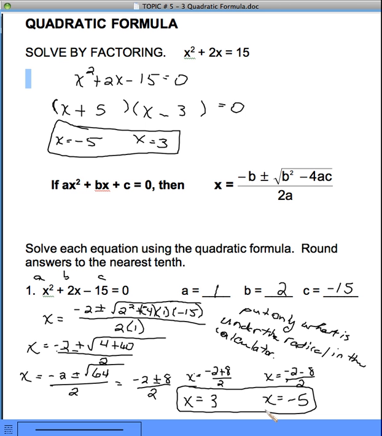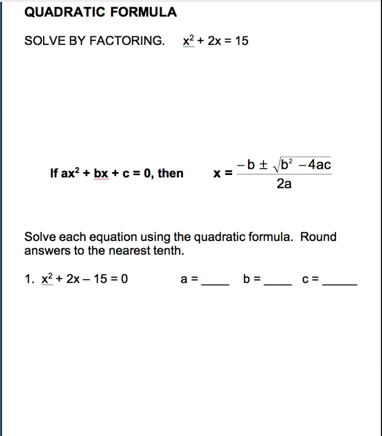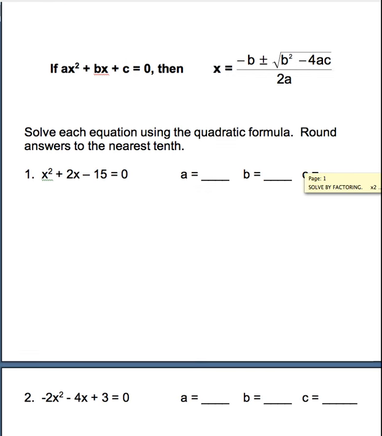So again, if your instructions say solve by factoring, you're going to solve by factoring. If they say solve using the quadratic formula, then you're going to solve using the quadratic formula, even if you can factor. And if it says just solve it, you can use either method you like. If you can't factor it, your only option will be to use the quadratic formula. Okay, let's move on.